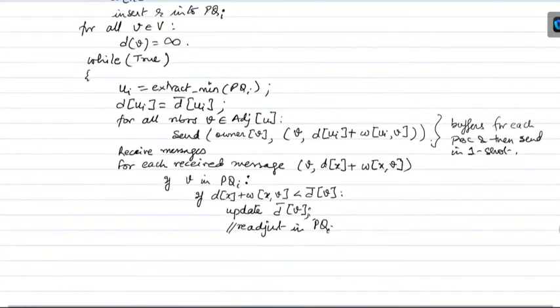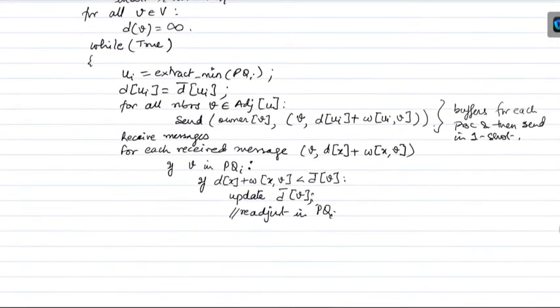Okay. If dx plus wxv is not less than d bar v, then what do you do? Nothing. You don't need to do anything. Let it be. So this is where this ends. Now let's consider the else case. What does else mean? This means that v is not in the priority queue. It was not in the priority queue to begin with.